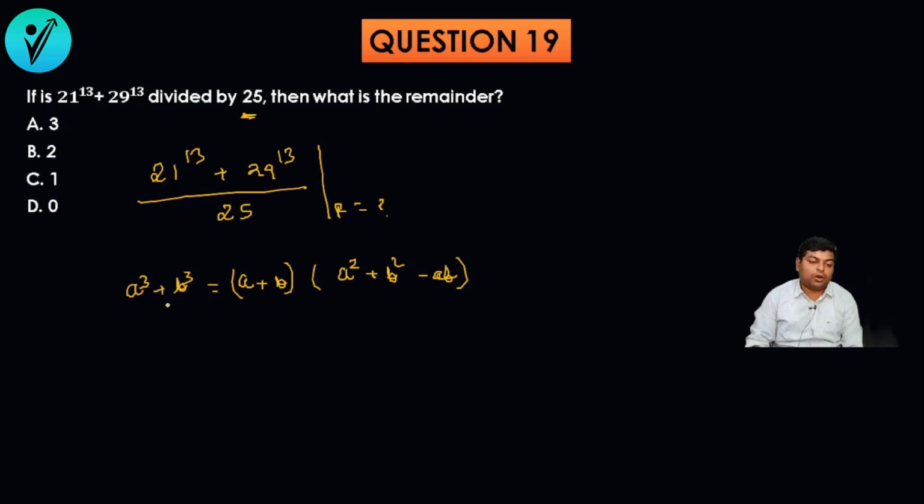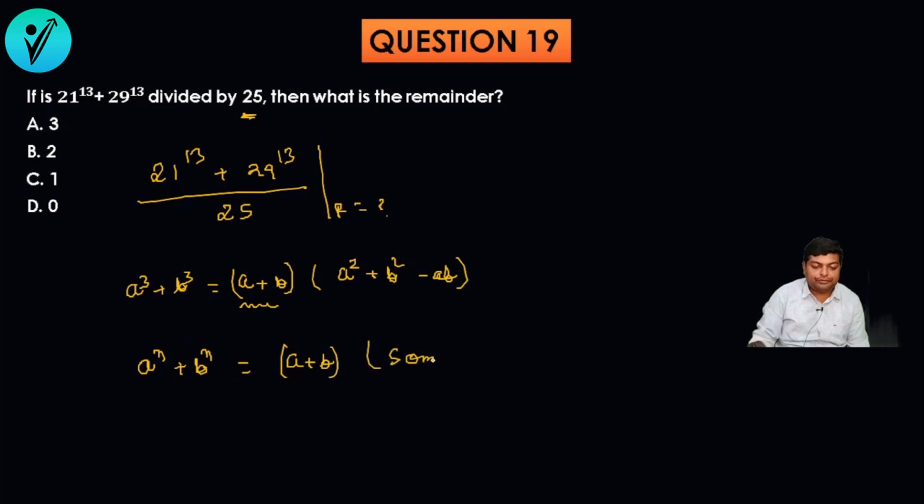If the powers are odd, then for this expression there will always be a factor which is a plus b. In general, suppose I have a to the power of n plus b to the power of n. This number can always be split like this, written as a plus b times something. So a plus b will always be a factor of it. But there should be a condition: n should be an odd number.